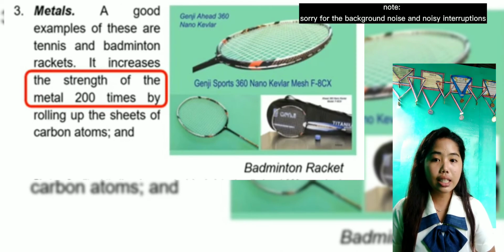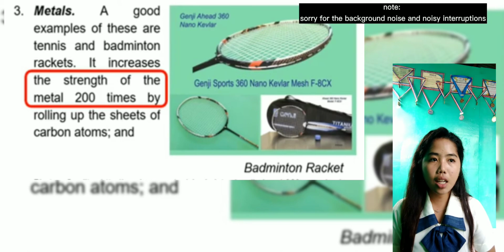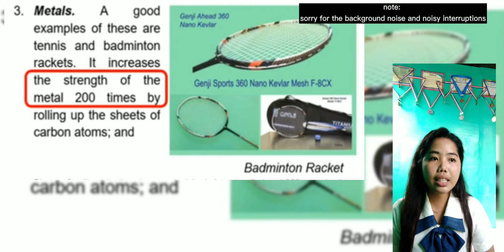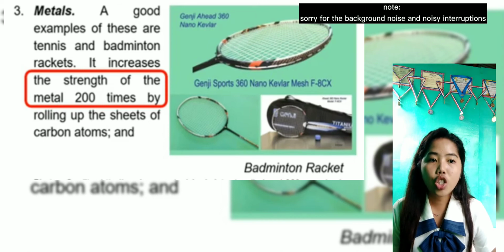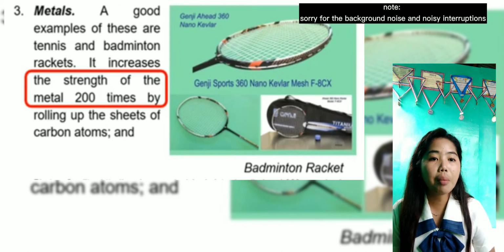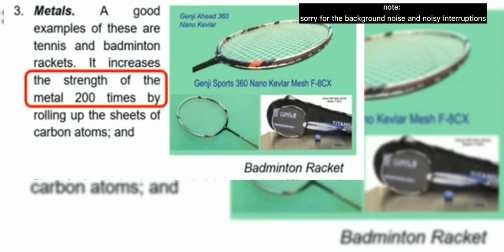Baseball bats, tennis and badminton rackets, bicycles, etc. are some of the sporting equipment whose performance and durability are improved with the help of nanotechnology. It increases the strength of the metal 200 times by rolling up sheets of carbon atoms. Carbon atoms also make some of the strongest materials, such as diamonds. In diamonds, carbon atoms are tightly packed together, making them so hard that they can cut steel.